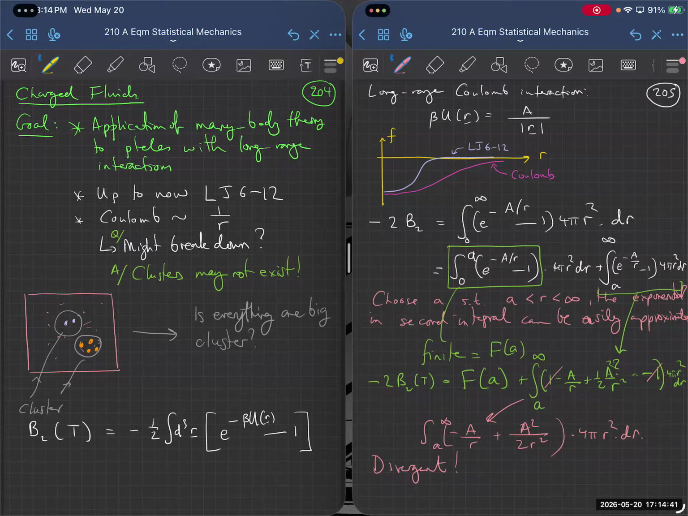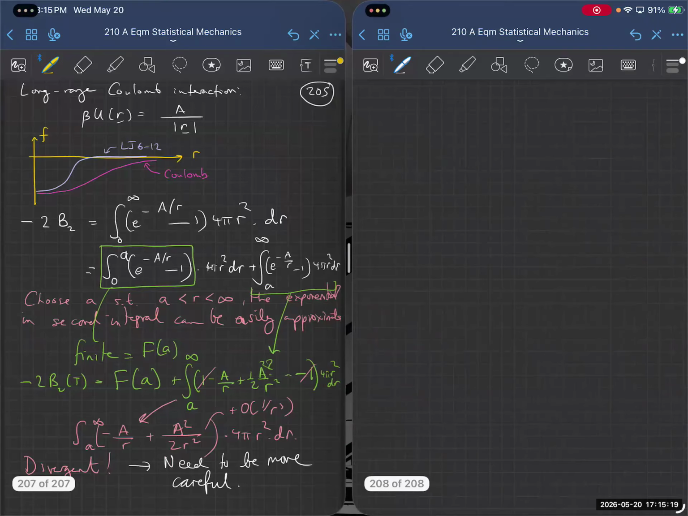Okay, so there's terms here plus order 1 over r cubed. So it looks divergent. It's divergent, but you have to be more careful. Well, I just want to explain to you why you have to be more careful.